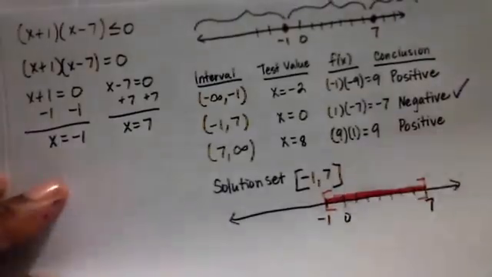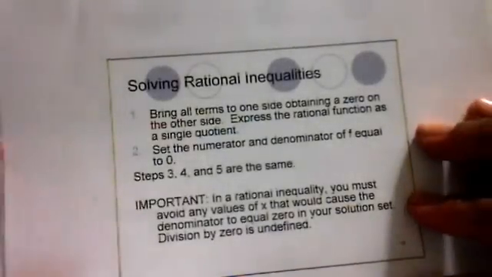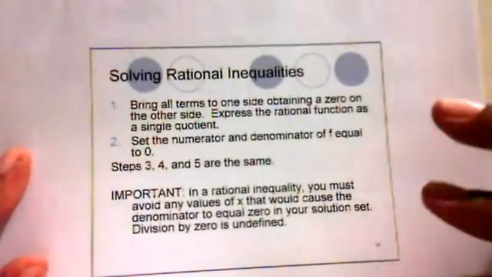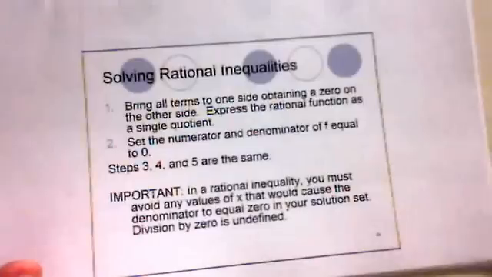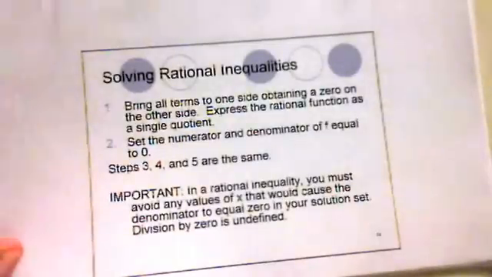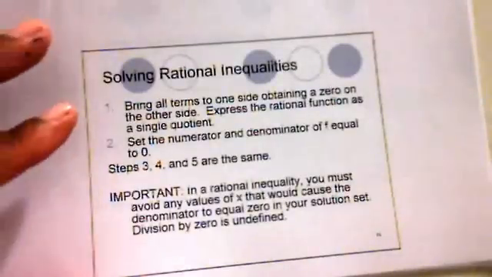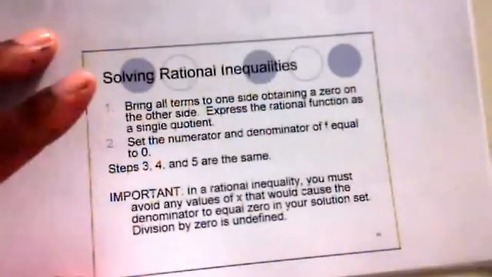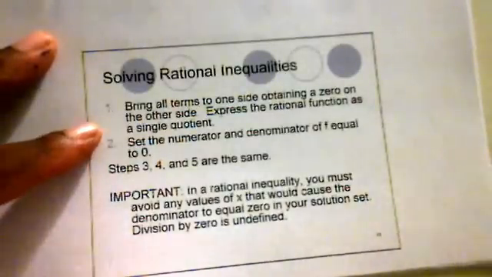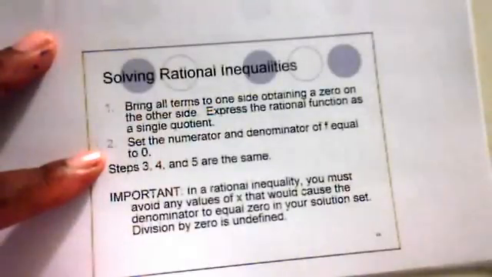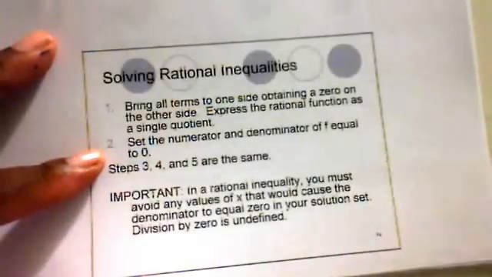Okay. So far we talked about how to solve polynomial inequalities. Now here's the other part, solving rational inequalities. Now, the procedure is pretty much similar with the exception of number 1 and number 2. Number 1, you're going to bring all terms to one side, obtaining a 0 on the other side. You want to express that rational function as a single quotient. Then step number 2 is to set the numerator and denominator of f equal to 0.